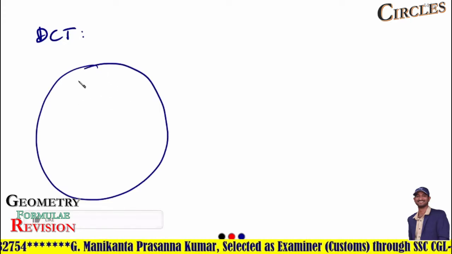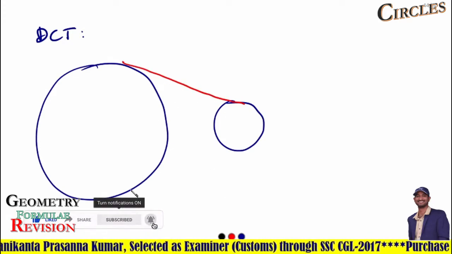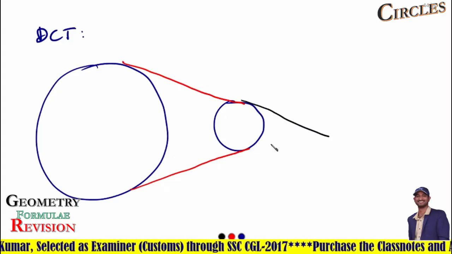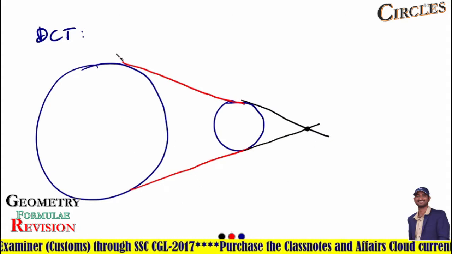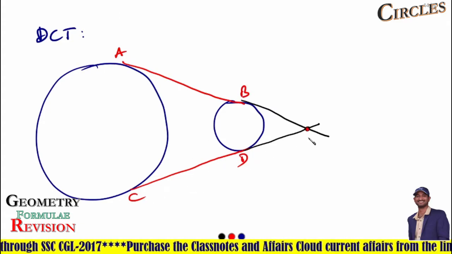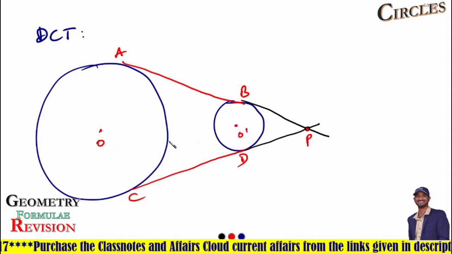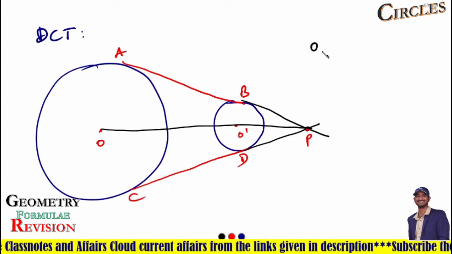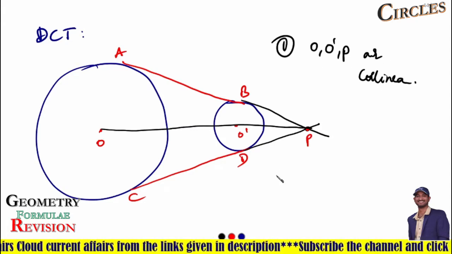So first, these are the two circles and these are the direct common tangents. Direct common tangents basically do not intersect, but when I extend them, they definitely intersect at some point. If AB and CD are two direct common tangents and they intersect at some point P, and O and O dash are the centers of the given circles, then the first point is that O, O dash and P are collinear.